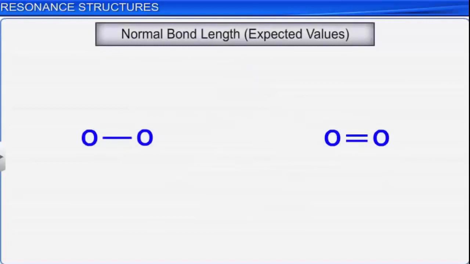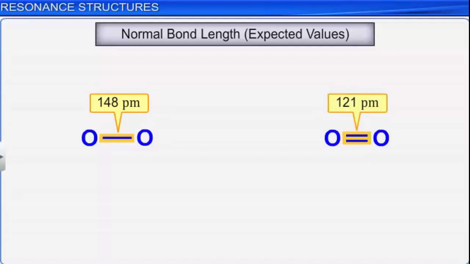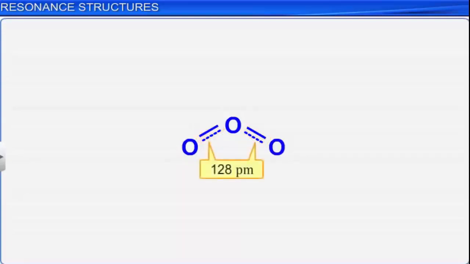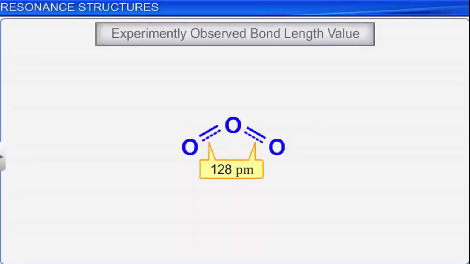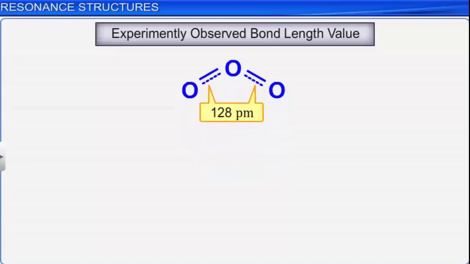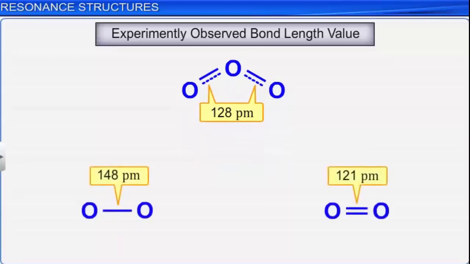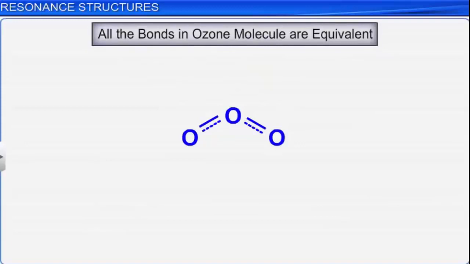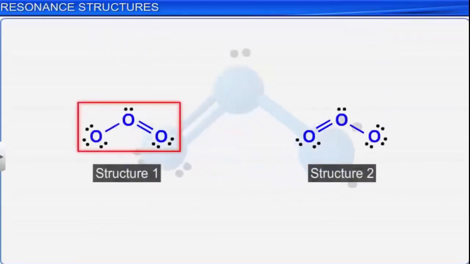The normal bond lengths of an oxygen-oxygen single bond and an oxygen-oxygen double bond are 148 picometers and 121 picometers respectively. But experimentally, it is determined that the bond length between any two oxygen atoms in the ozone molecule is the same, which is equal to 128 picometers. This implies that the bond length between the oxygen atoms in the ozone molecule is intermediate between an oxygen-oxygen single bond and an oxygen-oxygen double bond. It means that all the bonds in the ozone molecule are equivalent. Therefore, neither structure 1 nor structure 2 explains the observed bond length.